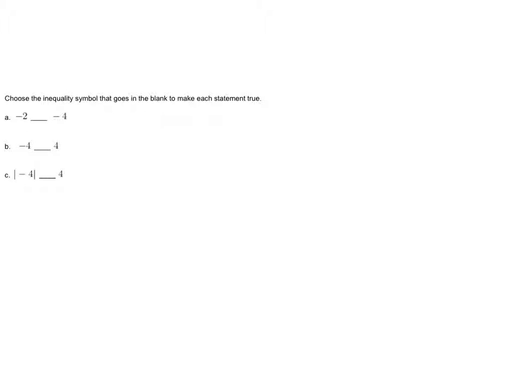So the first two should be review. So what I want you to do is pause the video and figure out these first two, which inequality symbol goes in. Pause the video, do the work, and then hit play and see how you did.